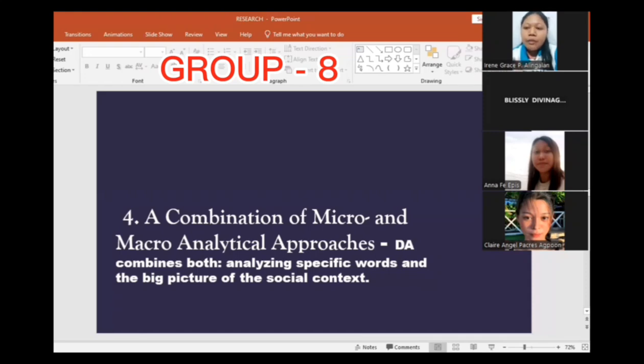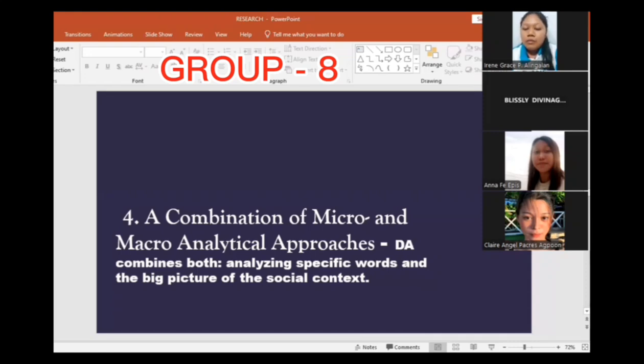We are familiar with the words micro and macro. When we say micro, it's smaller or little, and macro is bigger. So that's for micro analysis. It involves detailed examination, so little by little examinations or analyzing little details.